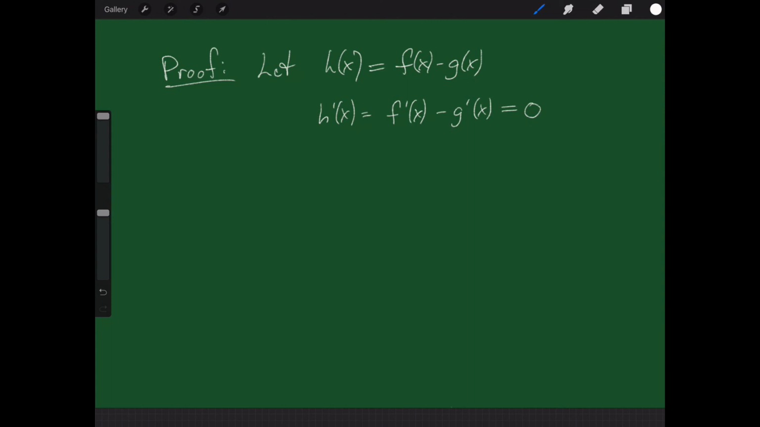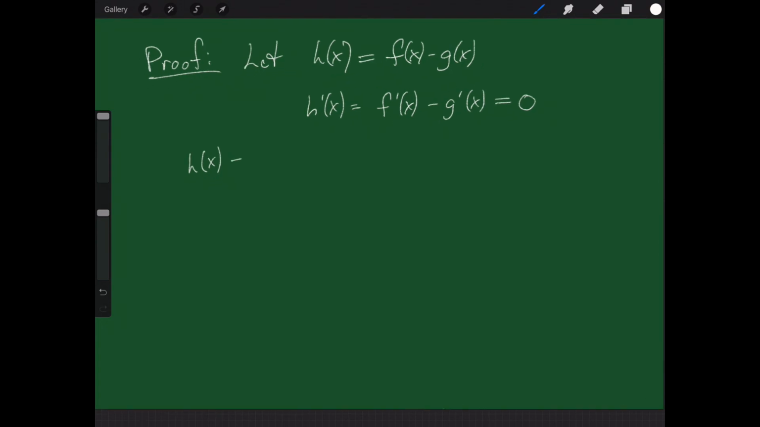But wait a second, what do I know? If a function's derivative is always 0, we just said that the zero derivative theorem tells us then the original function must be a constant. Okay, so let's take that into consideration right now. We have that h of x then is equal to a constant, c, because of the zero derivative theorem.